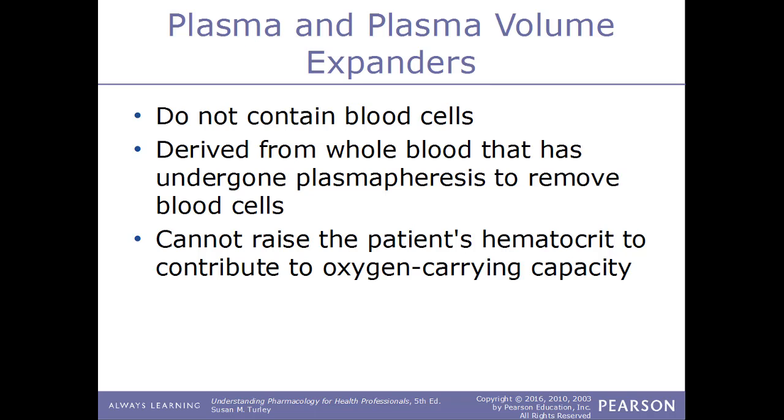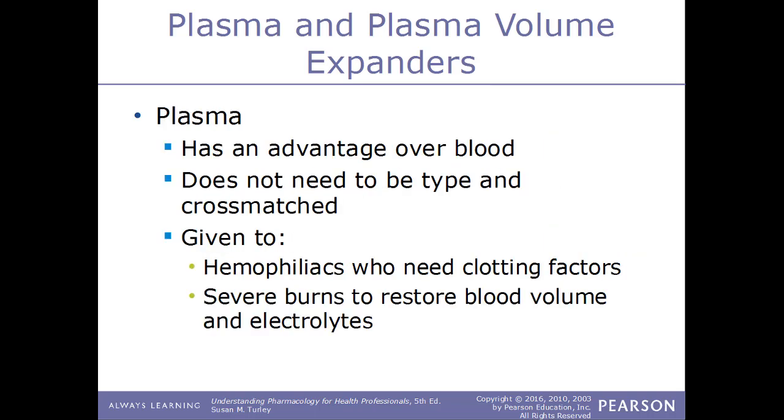Now, these do not contain blood cells. These are derived from whole blood that has undergone plasmapheresis to remove the blood cells. And these can't raise the patient's hematocrit level to contribute to oxygen carrying capacity. So when it comes to plasma, this has an advantage over blood because it does not have to be typed or cross-matched. So plasma can be given to hemophiliacs who need the clotting factors, or to patients with severe burns to restore blood volume and electrolytes.